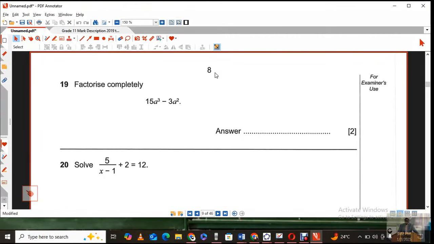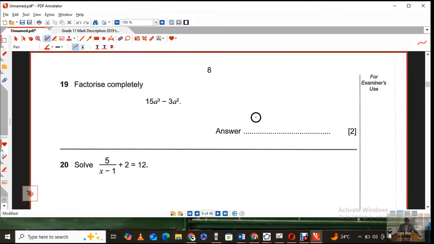So they are saying factorize completely. This is question 19. So please do not do partial factorization. The emphasis here is completely. So look for the highest common factor of 15 and 3, for example, and the highest common factor of a cubed and a squared. Of course, highest common factor implies the number that goes into both, leaving no remainder.